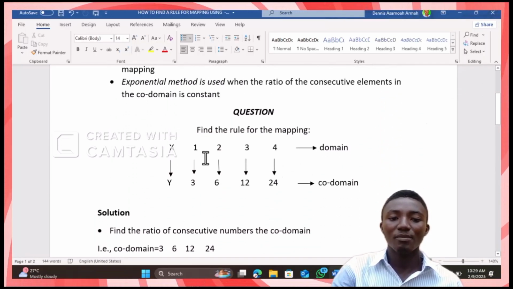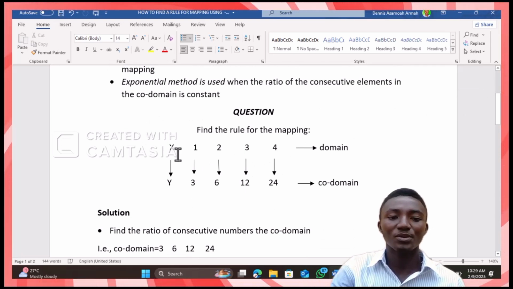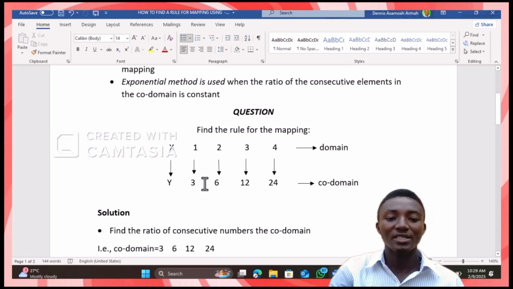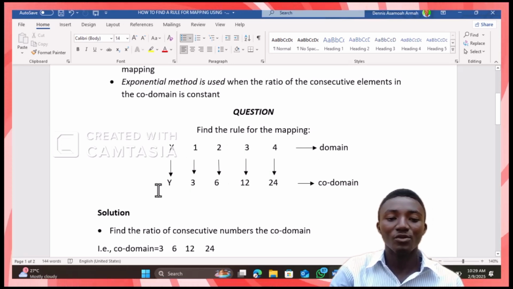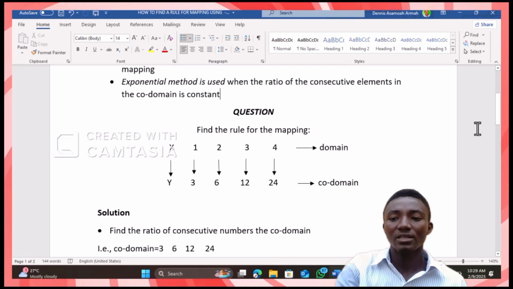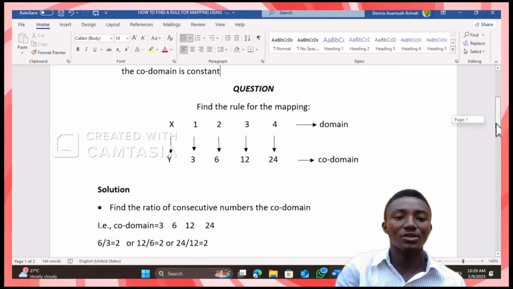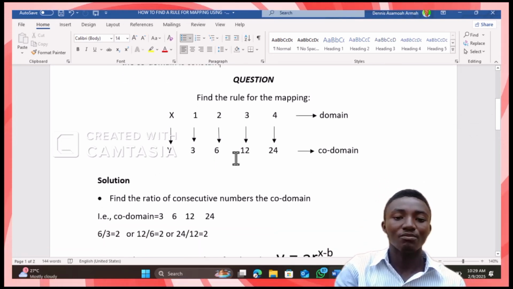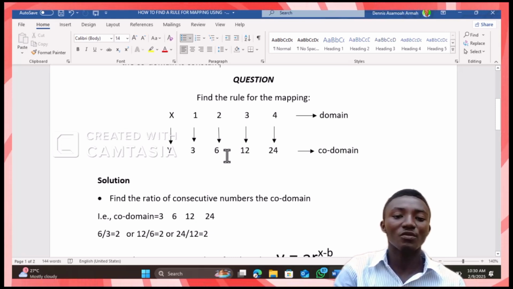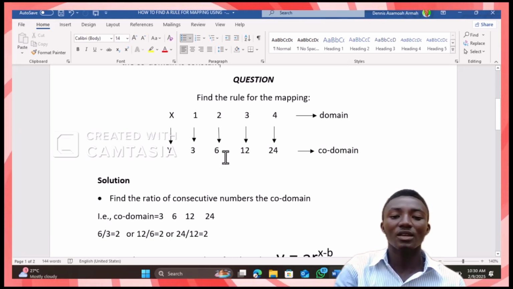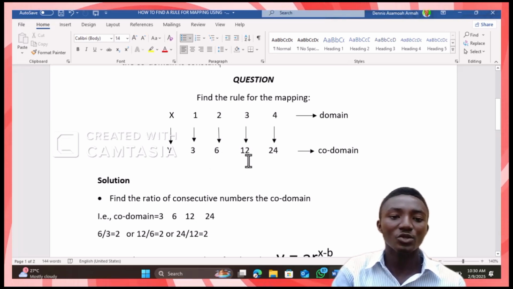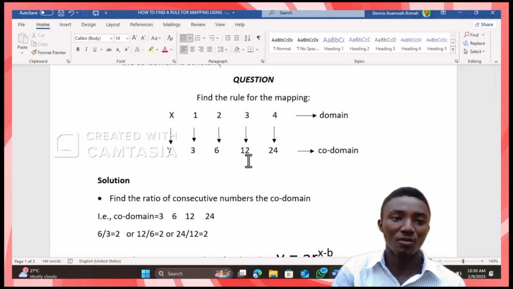Within this mapping we have a set of numbers which represent the x values, also called the domain, and we have this set of numbers which represent the y values. It is also called the codomain. Now the whole theory of the exponential method is simple, and it is based on ratios. It states that anytime you find the ratio of consecutive elements in the codomain and get a constant value, then you can move forward to use the exponential method in finding a rule of mapping.